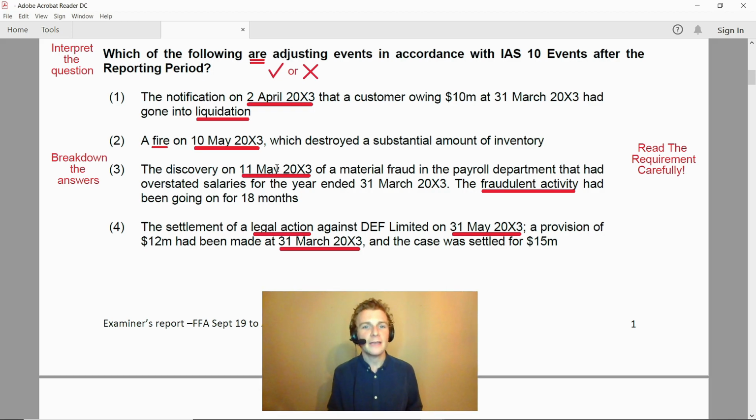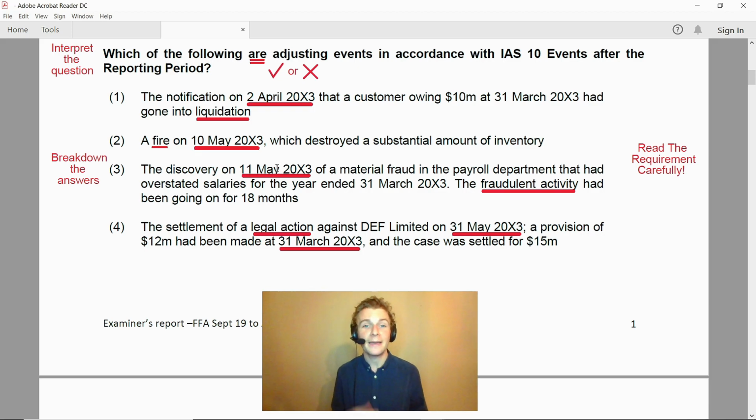So we've got on the 2nd of April 2003, so after the year end, a customer owing $10 million as at the 31st of March had gone into liquidation. Okay, so date, key term, liquidation on there. Number 2, a fire, key term, on the 10th of May 2003, destroyed a substantial amount of inventory. Okay, keep going through it.